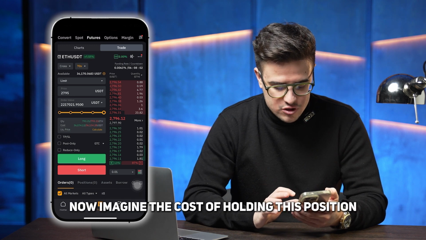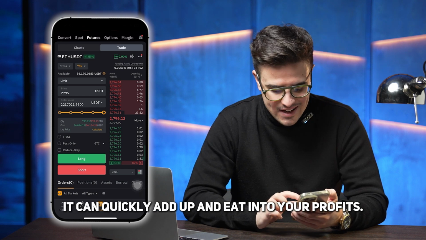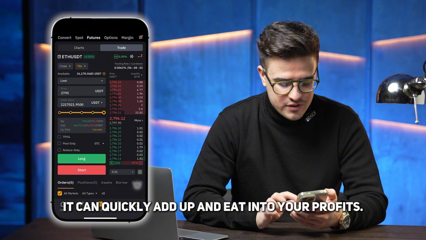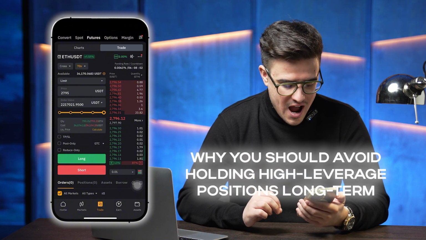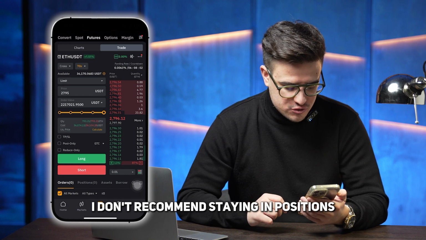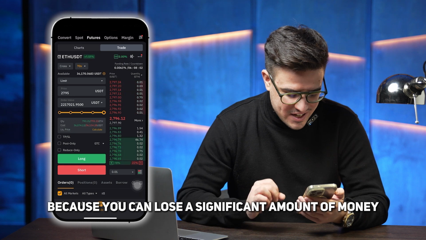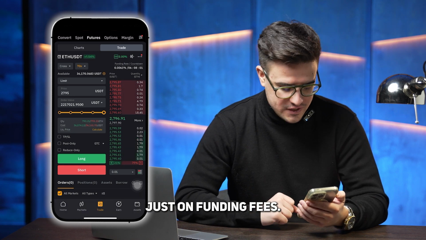Now imagine the cost of holding this position over several days or weeks. It can quickly add up and eat into your profits. Why you should avoid holding high leverage positions long term. I don't recommend staying in positions with high leverage for extended periods because you can lose a significant amount of money just on funding fees.